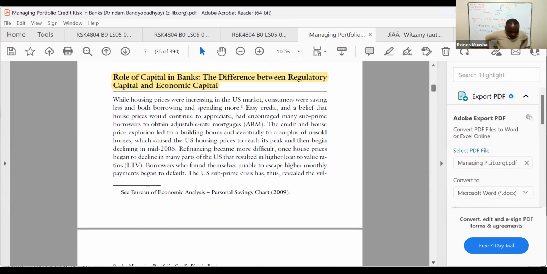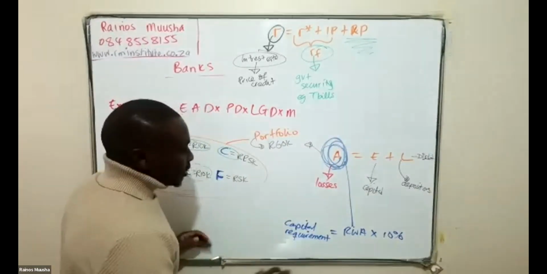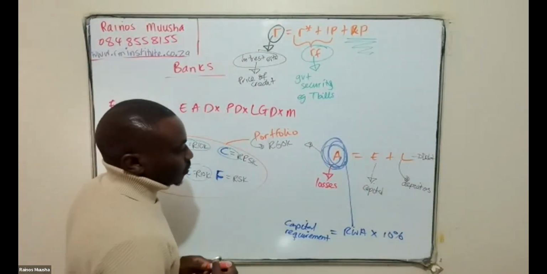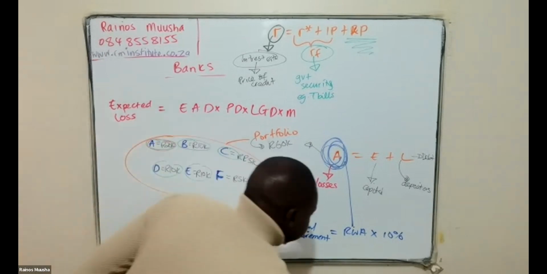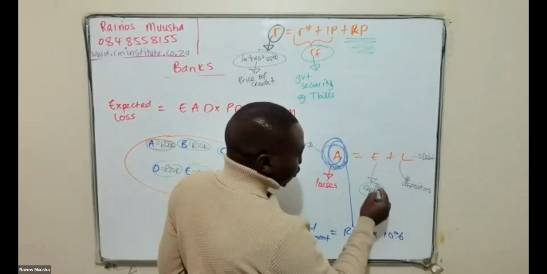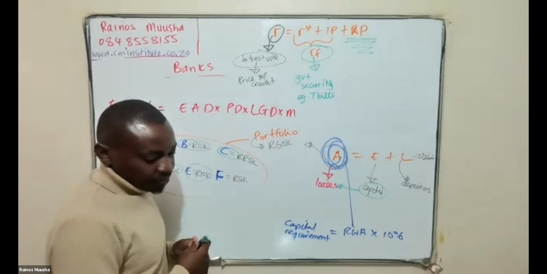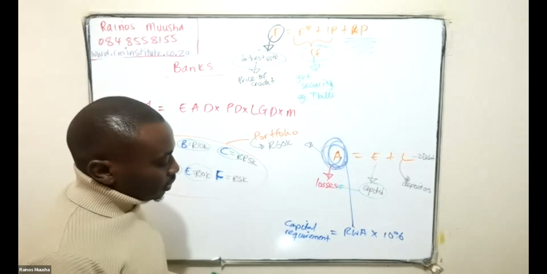In the next section, we look at the role of capital in banks, where we look at the difference between regulatory capital and economic capital. Before we move on, in simple terms, when it comes to the capital that the bank needs to maintain, we're saying we need this capital to absorb these potential losses, right?